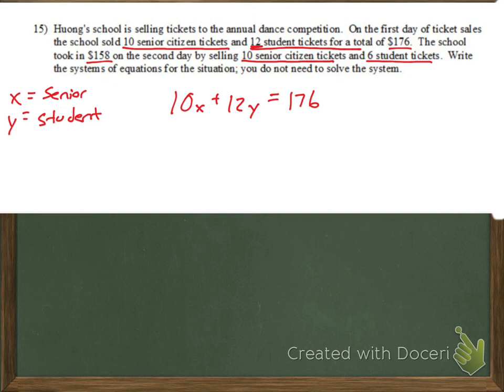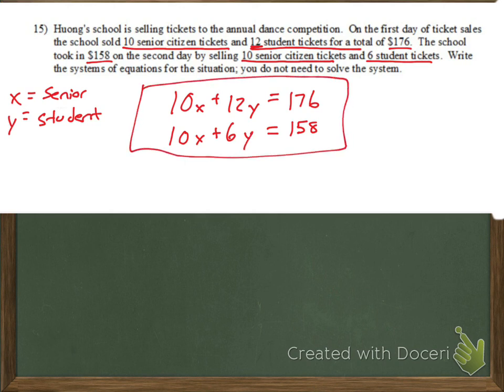And then the school took in $158, so there's 158 on the second day. And they sold 10 senior tickets and also 6 student tickets. So there is your system of equations. There are your 2 equations that you need to set up, but you do not need to solve for these 2. Let me check our answer real quick, and we're good to go.